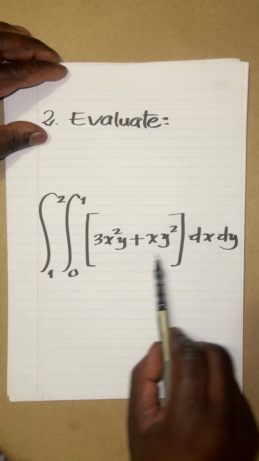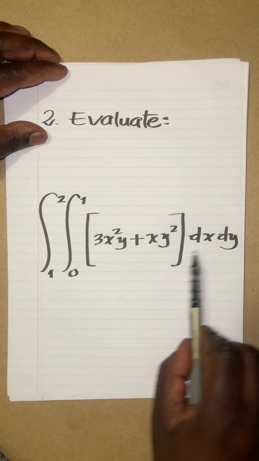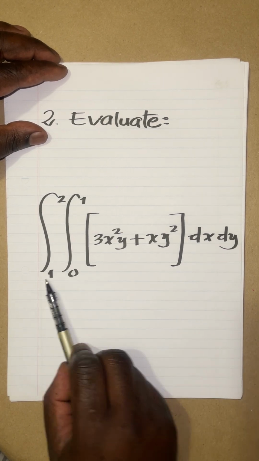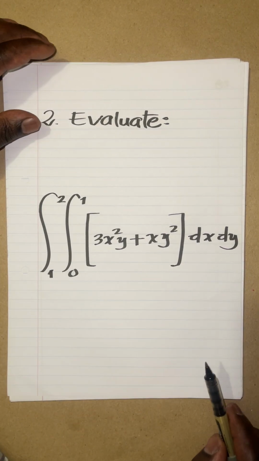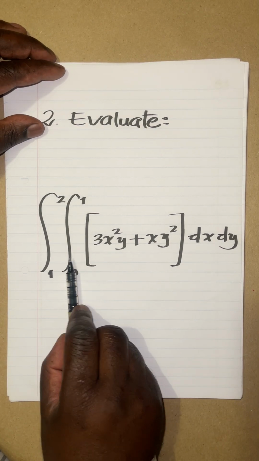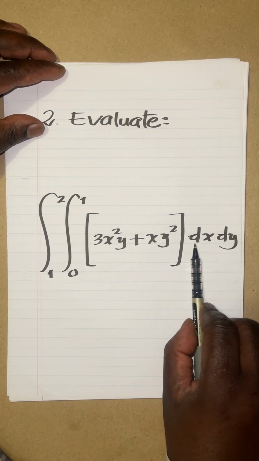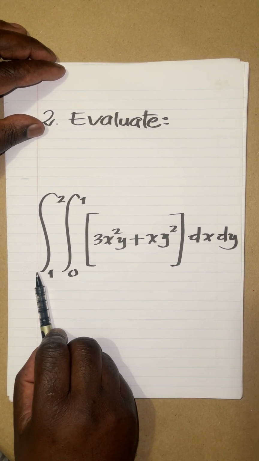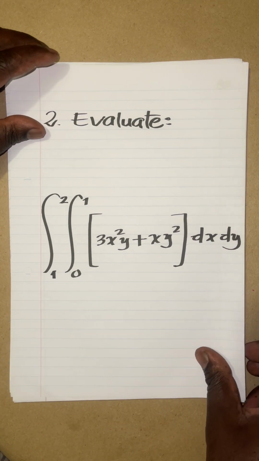Once we're done with integration with respect to x, we move to integration with respect to y. Then we're going to use these limits outside there. So the inner integral corresponds to the dx there. Then the outer integral corresponds to dy. Now, here is the approach.